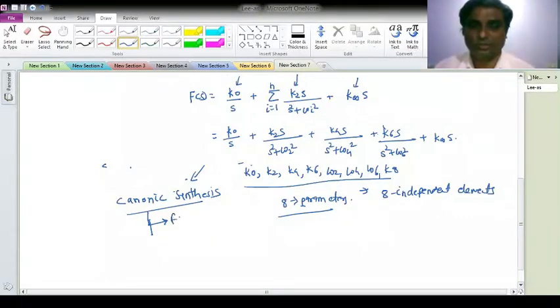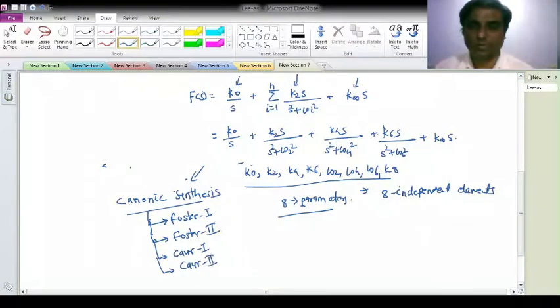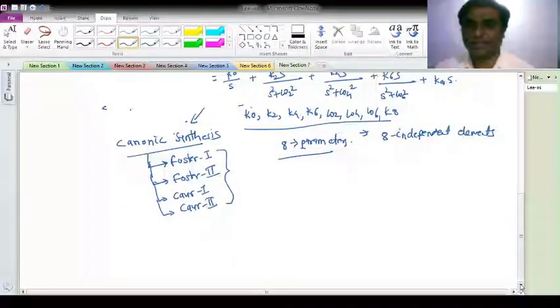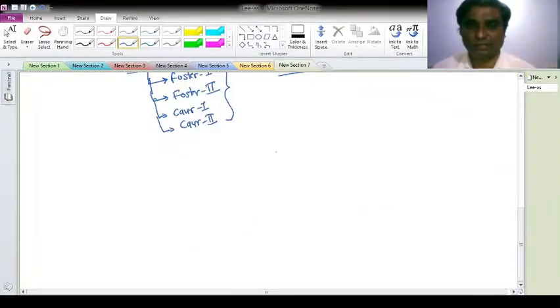First is called Foster 1 form. This is the Foster 1 type realization, because this has been suggested by R.M. Foster, that's why the name is Foster 1. Then the next realization is Foster 2. Then the third type of realization is Cauer 1, and fourth we will see Cauer 2. So in this course we will see the 4 types of ways by which you can synthesize an LC network. So first let us start with the Foster form.